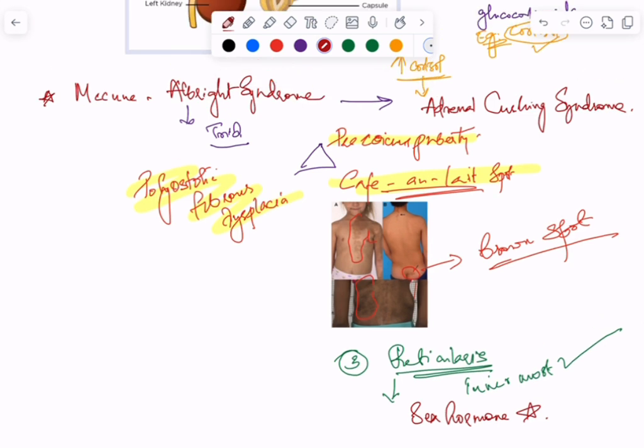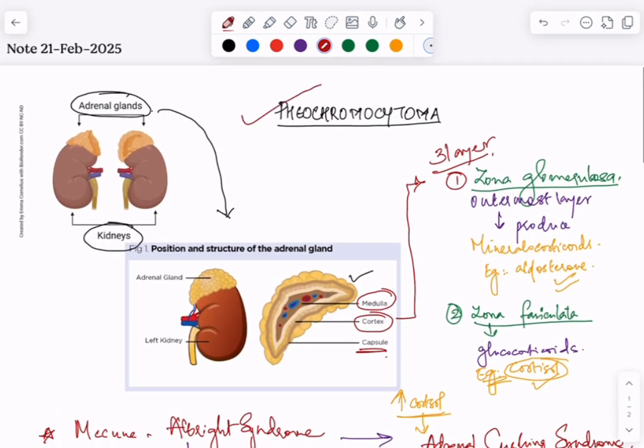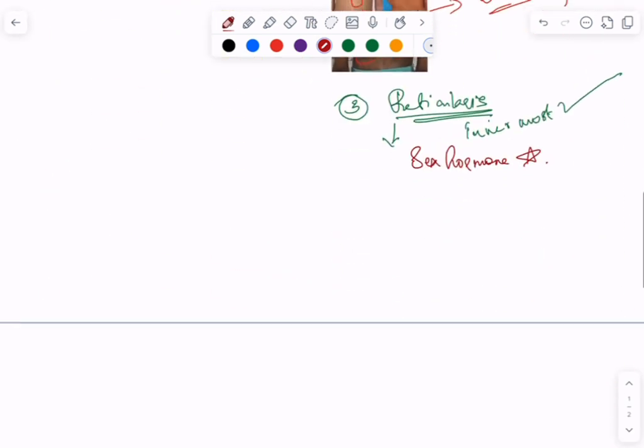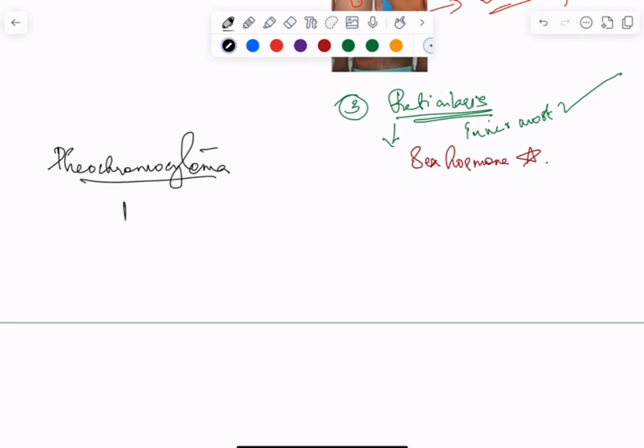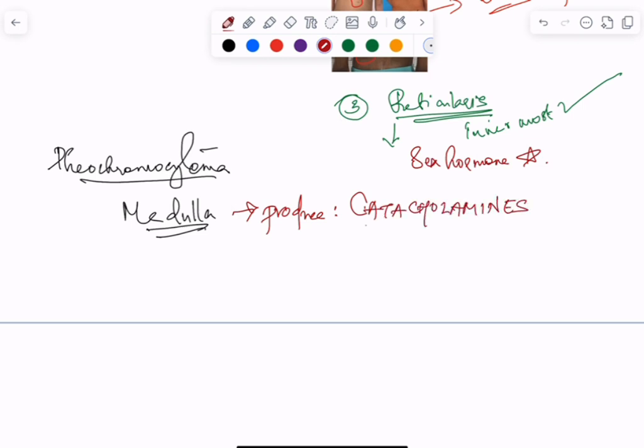Okay, this is the outer layer of this topic. So we can move to Pheochromocytoma, and we can start with what is Pheochromocytoma, what condition is this. I already told that we have a medulla which produces catecholamines. What is catecholamines? Catecholamines are epinephrine and norepinephrine. Two catecholamine examples are epinephrine and norepinephrine.